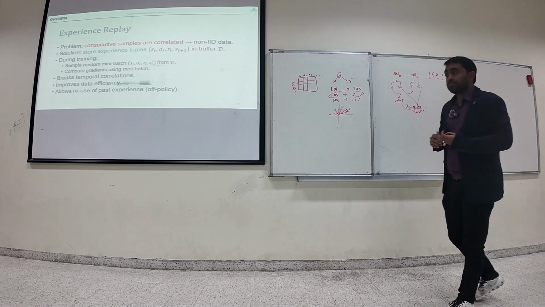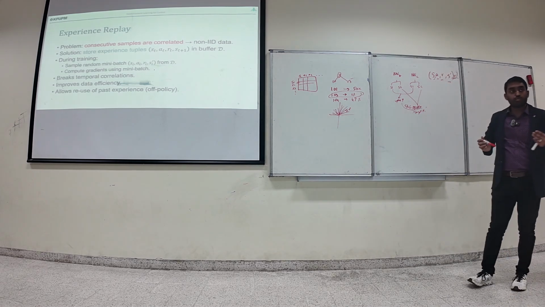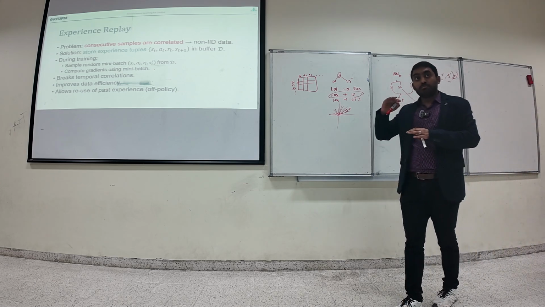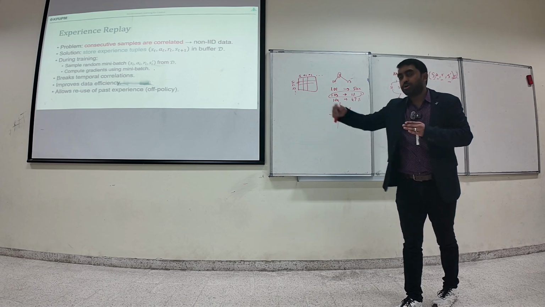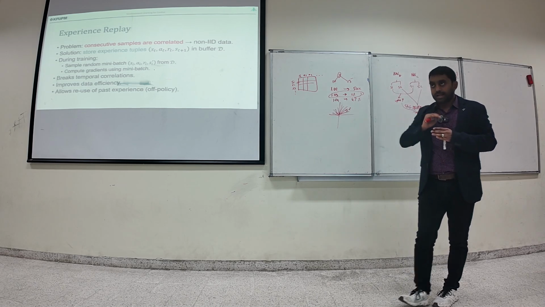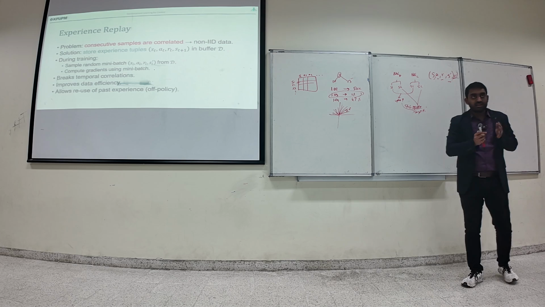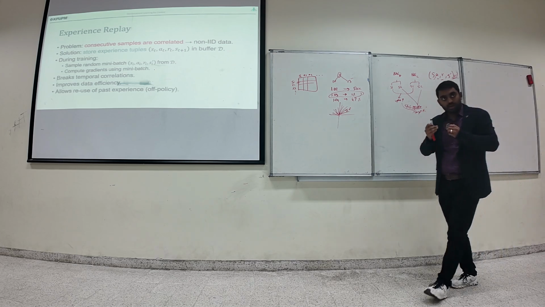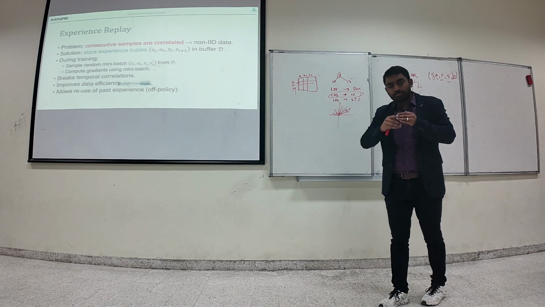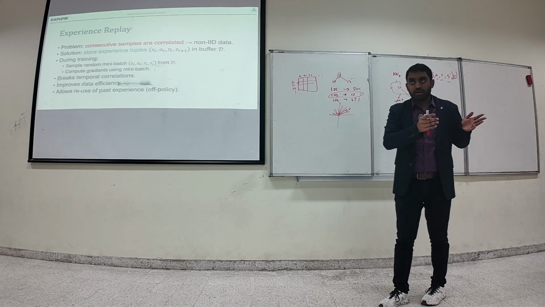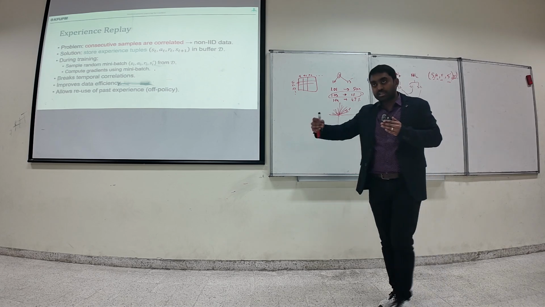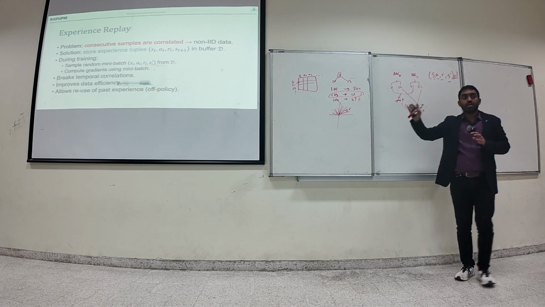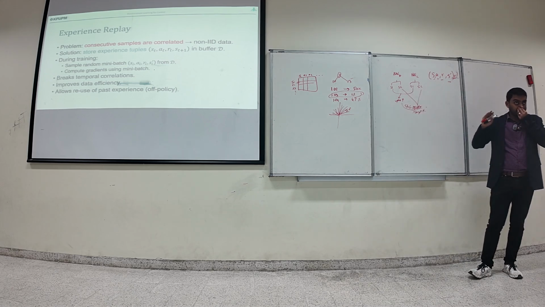The reason being, the tuple that you pick from the bag might be generated by a policy which is not the current policy that you are following. So that breaks the on-policy assumption, that is, that you are updating the parameters of your actor and critic by following the policy that you started with. So this is applicable for off-policy methods.